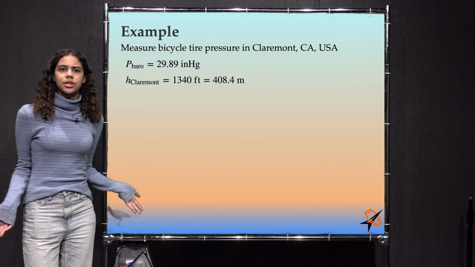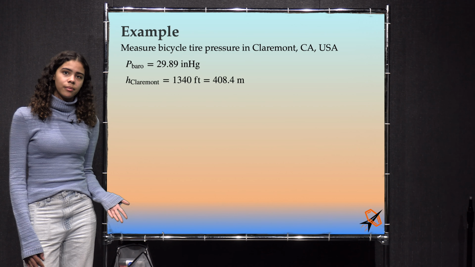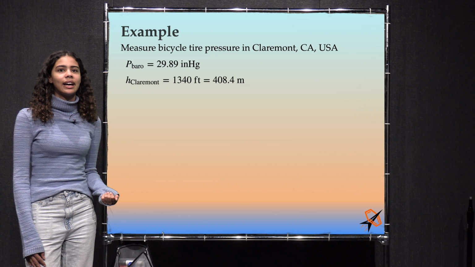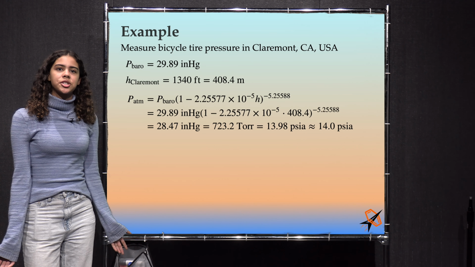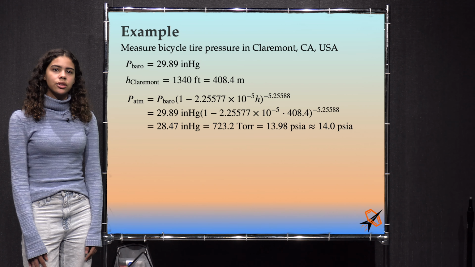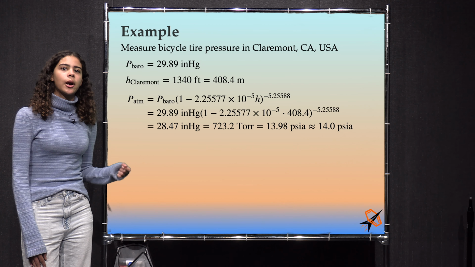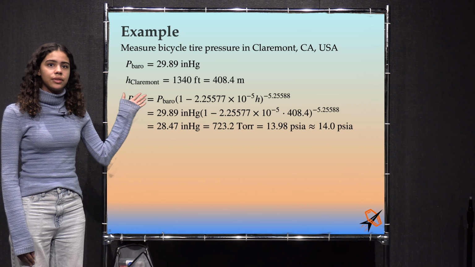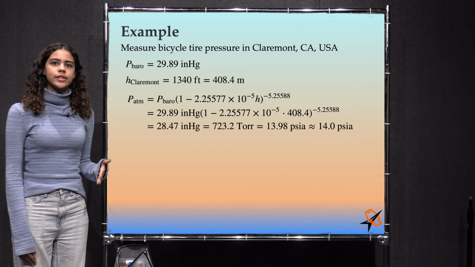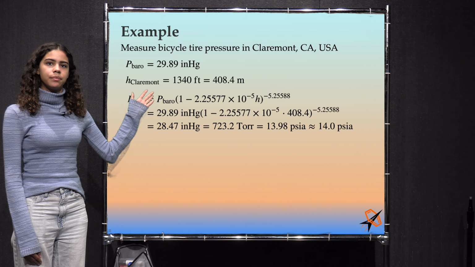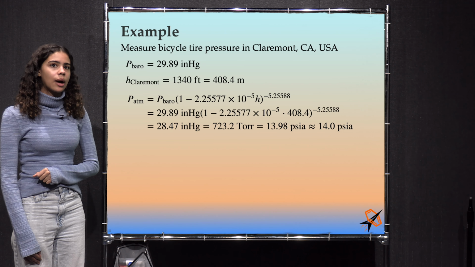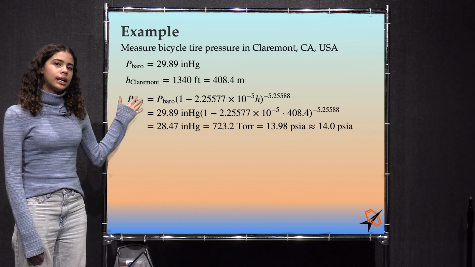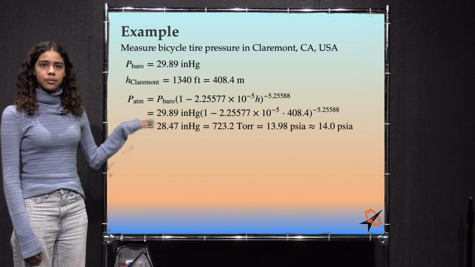So, what's the absolute pressure in your tire in psia and bar? Again, the A in psia means absolute. Well, let's start with the local and barometric pressure relationship. The local atmospheric pressure is the barometric pressure times the expression given, and we know that the barometric pressure is 29.89 inches of mercury. We'll convert the barometric pressure to the local atmospheric pressure at 1,340 feet. Then, we can plug in and calculate.